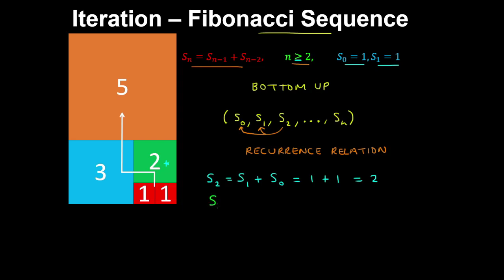And if we continue this process, we have S3 is S2 plus S1, which is equal to 2 plus 1, which is 3. And let's do one more. So suppose we want to evaluate S4. We have S3 plus S2. So that's equal to 3 plus 2, which is 5.